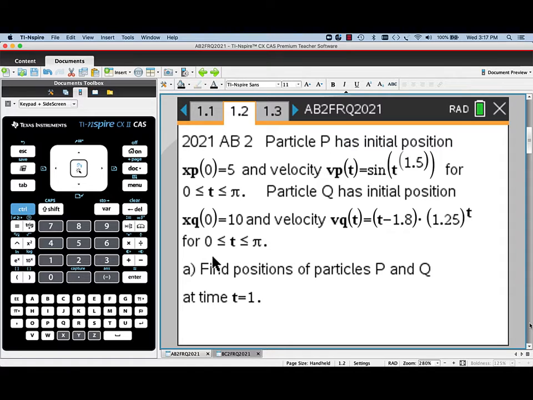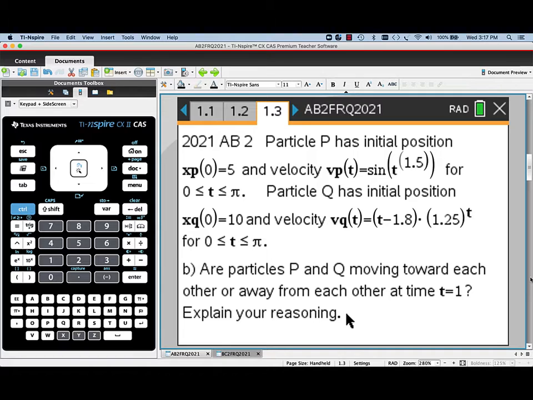Particle P has an initial position on the x-axis at time t equals 0 of 5, and this given velocity function, which we've labeled Vp of t, for the time interval 0 to pi. Particle Q, a second particle, has an initial position of 10 at time t equals 0, and this velocity function that we've labeled Vq of t over that same time interval. Part A of the question asks to find the positions of particles P and Q at time t equal 1.